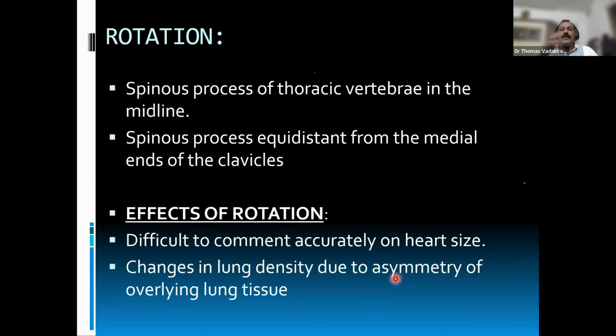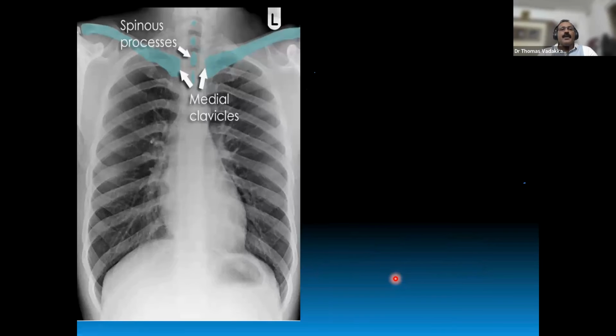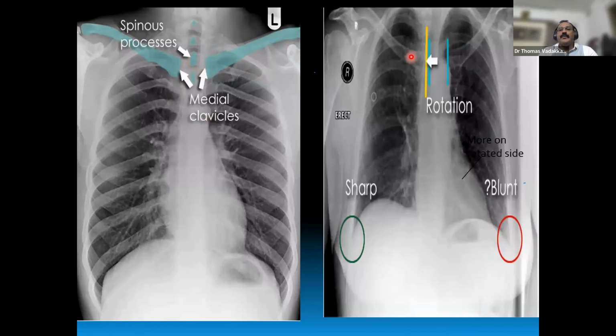If it is rotated to the right side, again the left hilum becomes prominent and the heart shape will be abnormal. Now you can see this is a good X-ray taken without any rotation. These are the spinous processes in the center, and the medial end of either clavicle is at an equal distance from the midline of the spinous process. So this is a well centralized X-ray. Now you can see here what happens. This is the midline, and the medial end of the clavicle on the left side is over here, and on the right side it is very close to the midline, so it is rotated towards the left side.